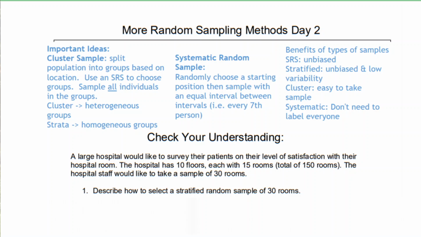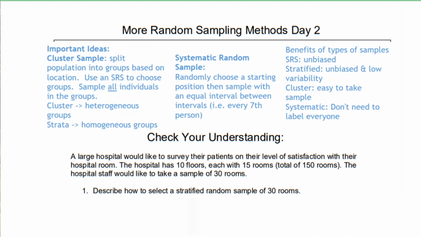Stratified samples are also unbiased if done correctly, and it will produce low variability. Cluster samples are easy to do and also will be unbiased if done correctly. And systematic samples is nice because you don't necessarily need to label the entire population. So it's easy to implement, and if done correctly, also will be unbiased.